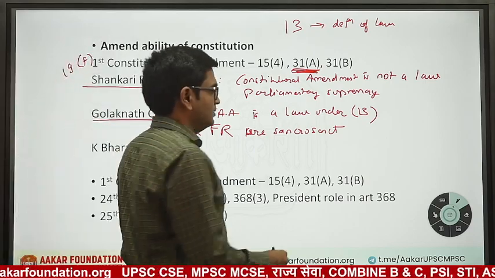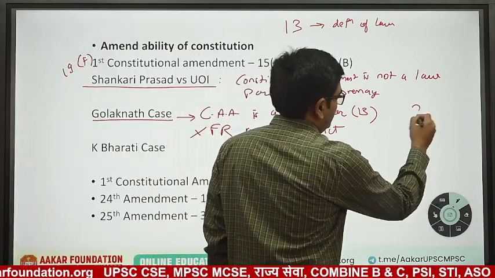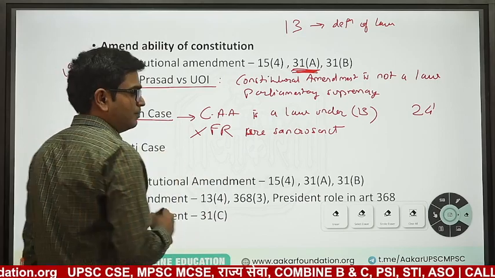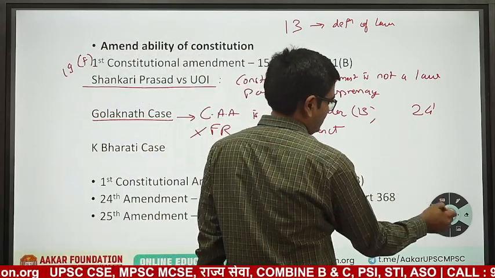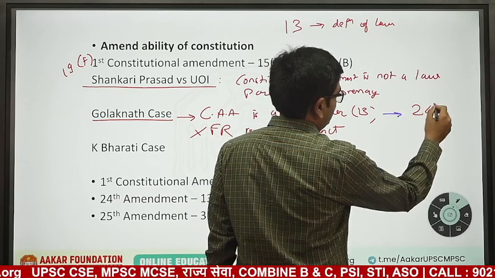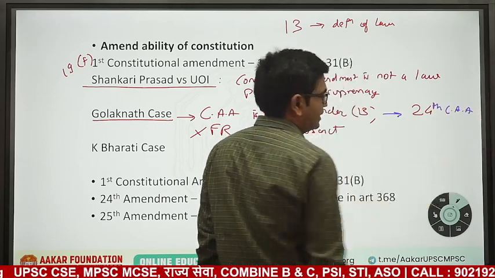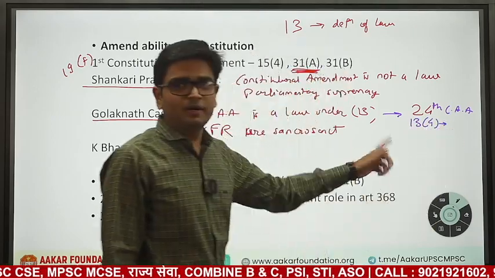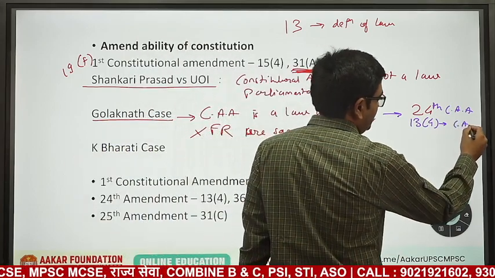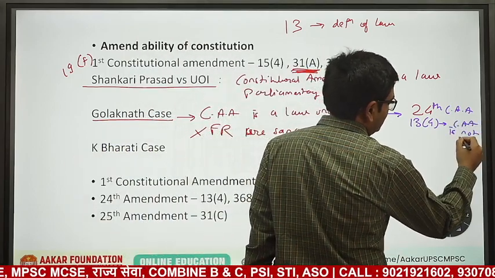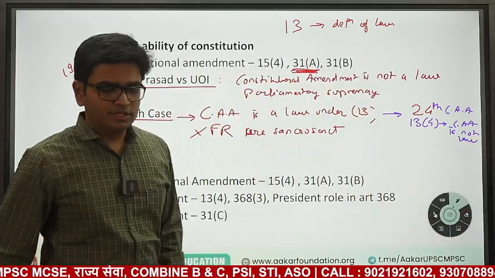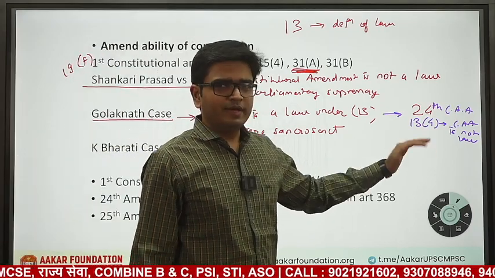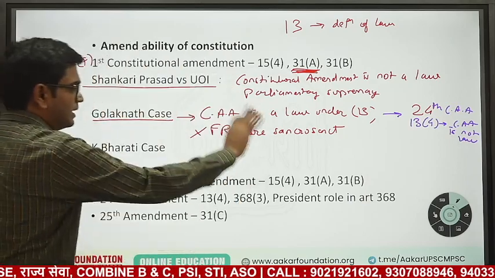As soon as the Golaknath case was done, Parliament came up with the 24th Constitutional Amendment Act. What did it say? It added Article 13(4) and said a constitutional amendment is not a law. A constitutional amendment under Article 368 is not a law. This is what the 24th Amendment Act said. We will not go into that detail, but it said a constitutional amendment is not a law.